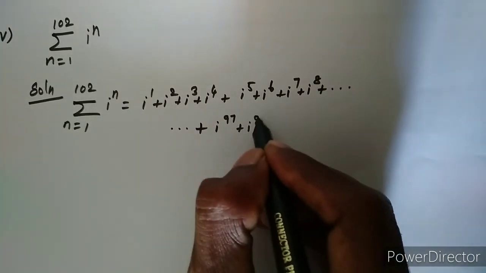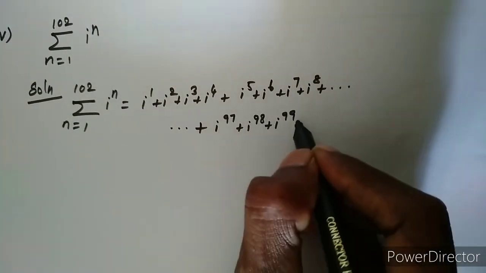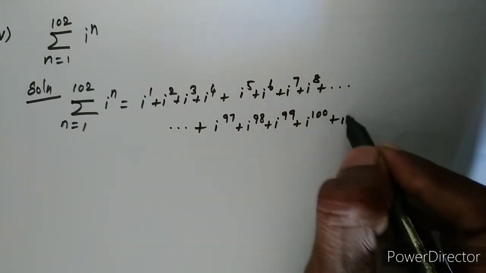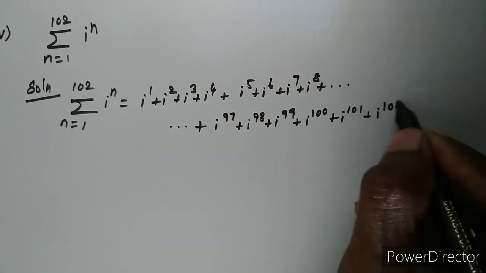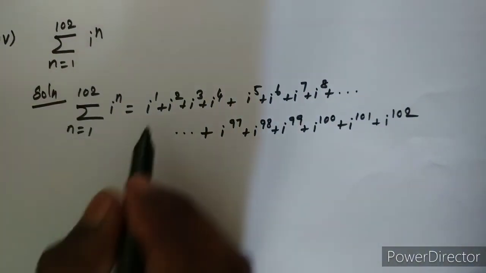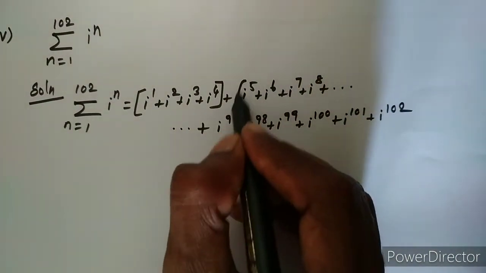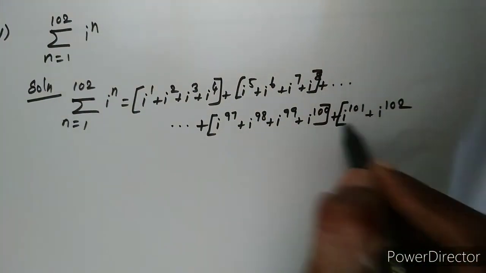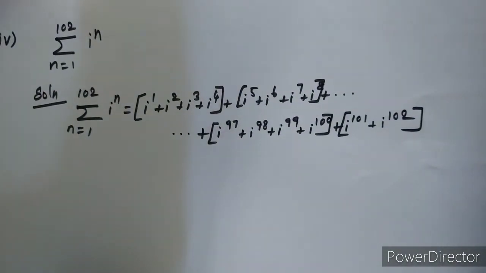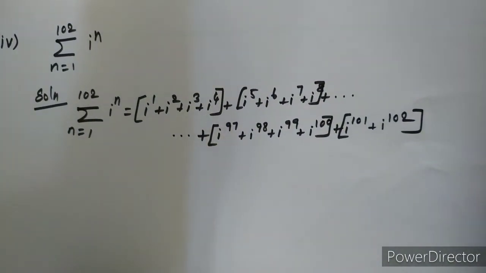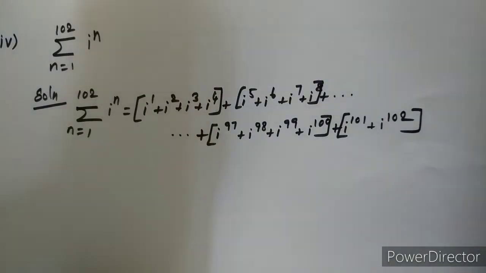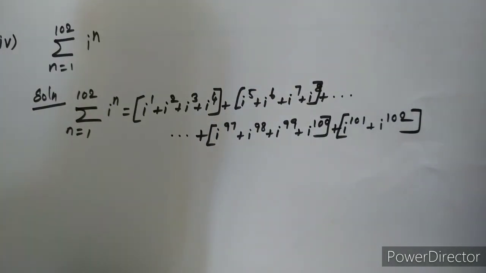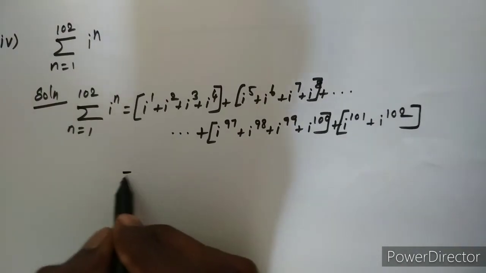There is one formula: i power 1 plus i power 2 plus i power 3 plus i power 4 is 0. Reason, the powers are consecutive 4 integers. Therefore i power 1 to i power 4 is 0. i power 5 to i power 8 is 0. i power 97 to 100 is also 0. In between, many terms are 0. The last two terms, i power 101 plus i power 102, are not actually 0. So it is 0 plus 0 plus 0.